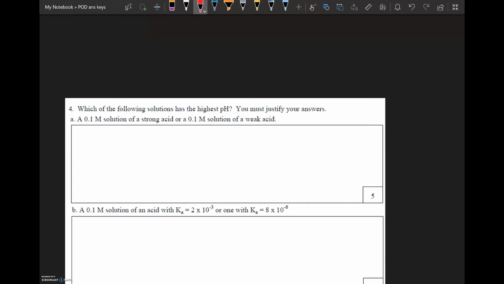In other words, which is the stronger basic solution of the two. So the first part, part A, says a 0.1 molar solution of a strong acid or a 0.1 molar solution of a weak acid. Now, assuming that you've looked at strong acids and weak acids, you have to understand that strong acids are going to give a much lower pH because the concentration of hydrogen ions is higher. So this stems back to this equation: pH is equal to negative log of the hydrogen concentration.